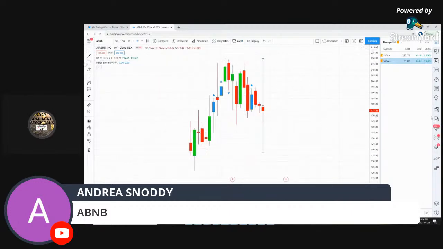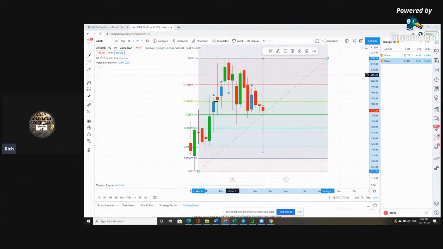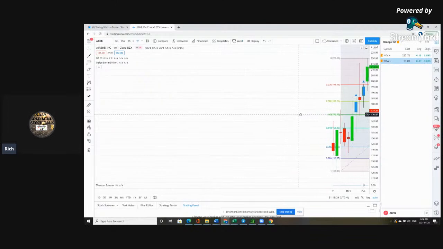So Airbnb is working on a beautiful Fibonacci play here. Let's look at it together. We can see here that Airbnb has pulled back to the 50. This is a common occurrence. Nothing goes vertical in the stock market forever. It can go vertical, but it will not go forever.